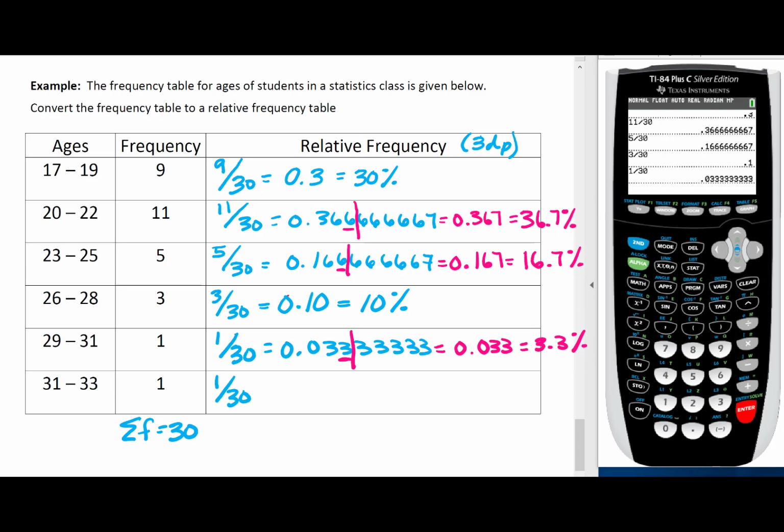And it's going to be the same on the other one. So let me just go ahead and write those answers in there. So 0.033, which is 3.3%. So that's rounding to 3 decimals.